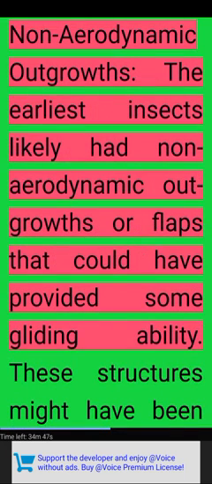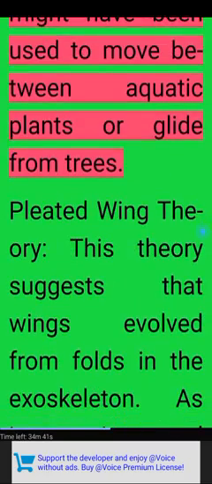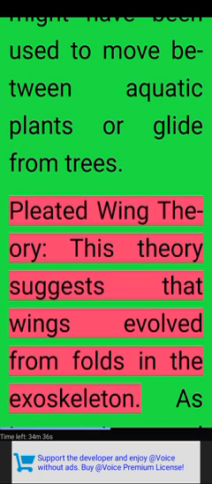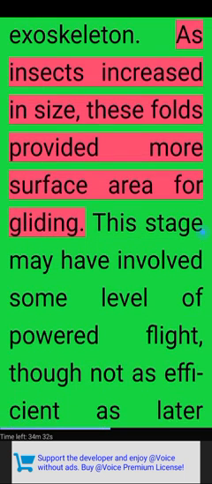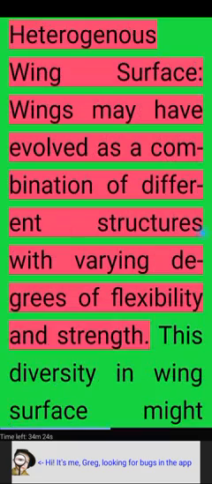Non-aerodynamic outgrowths. The earliest insects likely had non-aerodynamic outgrowths or flaps that could have provided some gliding ability. These structures might have been used to move between aquatic plants or glide from trees. Pleated wing theory. This theory suggests that wings evolved from folds in the exoskeleton. As insects increased in size, these folds provided more surface area for gliding. This stage may have involved some level of powered flight, though not as efficient as later forms.